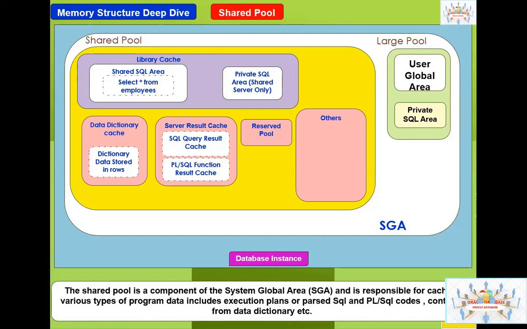So what are semantic checks? Object name checking, column name checking, and those. For that, the data dictionary cache will be helping. So that is the data dictionary cache. Then comes the server result cache.